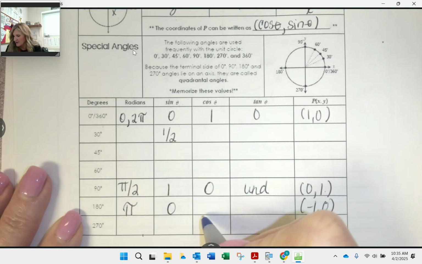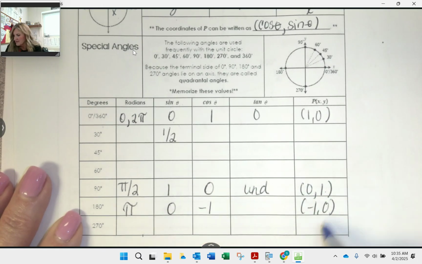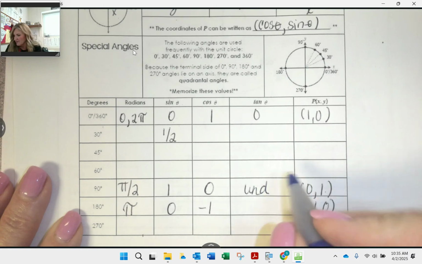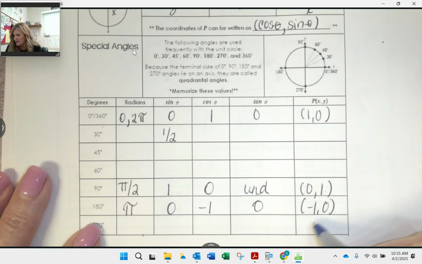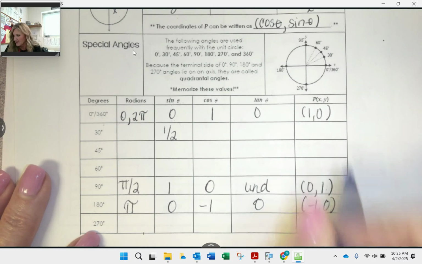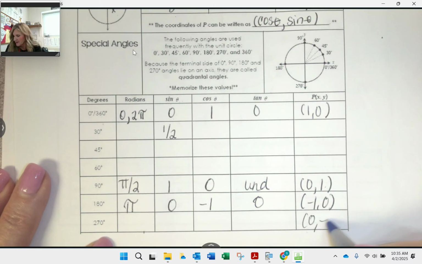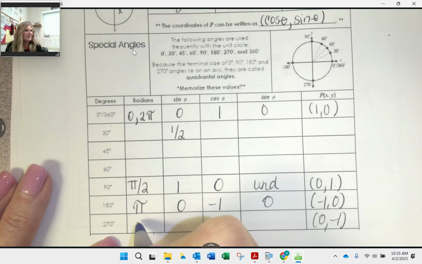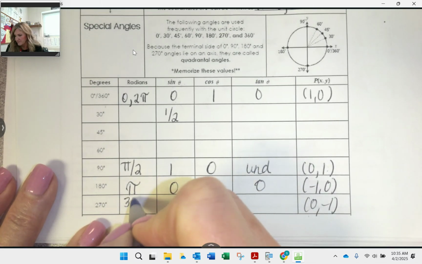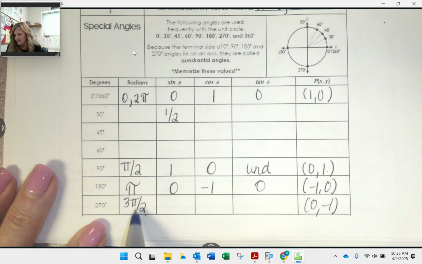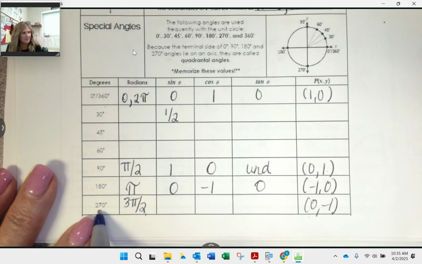Okay, and then we know the cosine is going to be the x. And the tangent is y over x. So everyone, what's that going to be? Okay, and we're getting the hang of this, right? I can go quickly now. 270 is (0, -1). 270 in radians, though. Does anyone know that? Addie? Good. Because it's going to be 90 times 3. That's why it's 3 pi over 2.